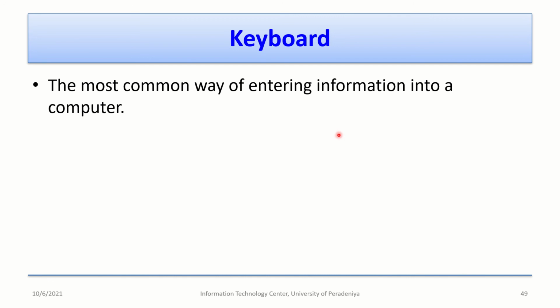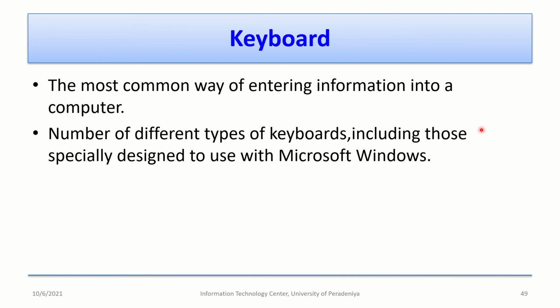And the next one, keyboard. Keyboard is mainly used for entering information into the computer. This is the most common way of entering information into the computer. This is the main input device, and there are a number of different types of keyboards, including those specially designed to use, say, Microsoft Windows.